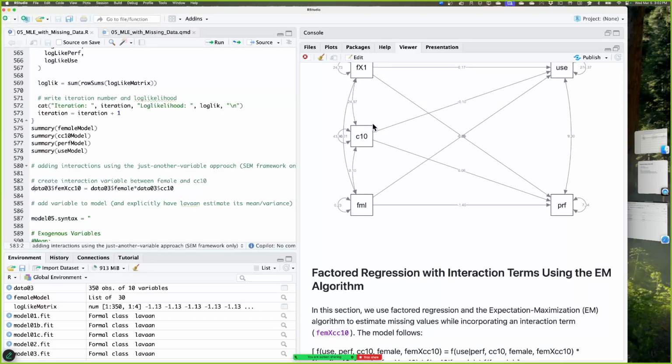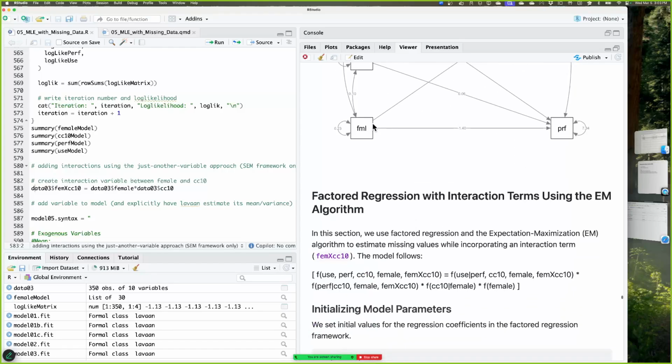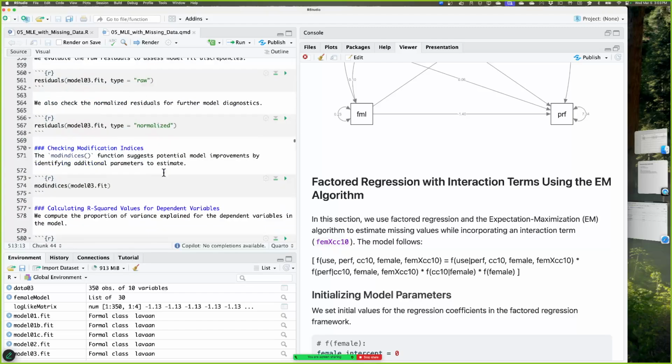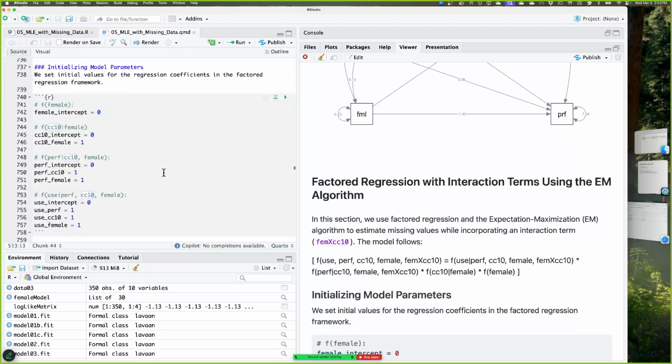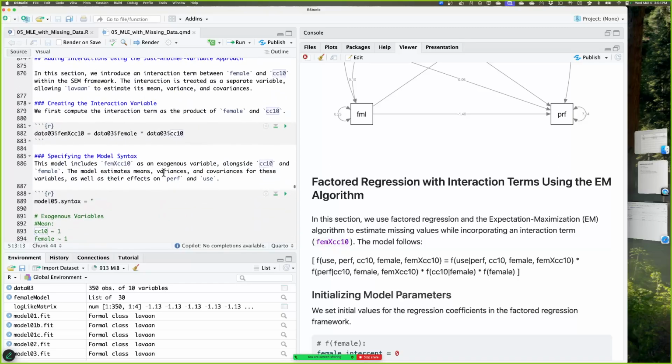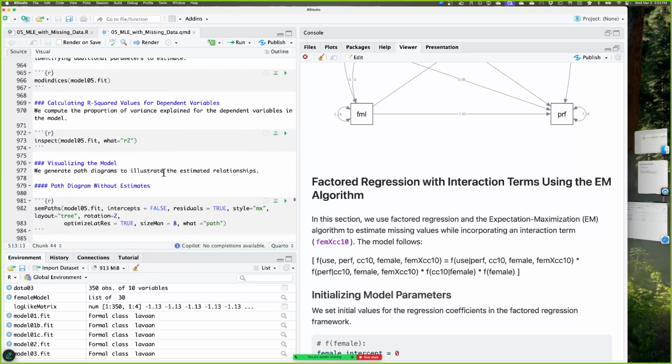Okay. Can you imagine how to do this with an EM algorithm? Slightly different, right? Oh, dude. Come on, Jonathan. Let's get to my code here.